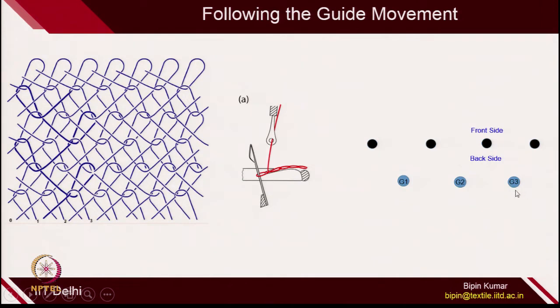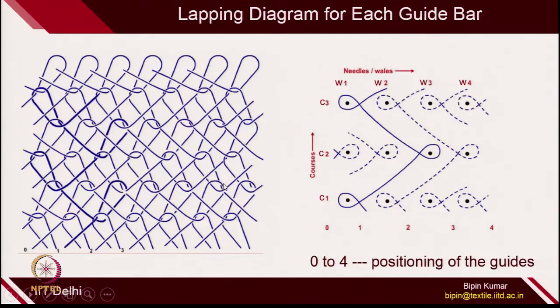So this is the movement of one guide for a particular needle. Let's suppose guide number 3 is providing yarn to this particular needle, and in the next course it is providing yarn to the second needle. This is how in reality the guide bar actually switches position from one needle to another needle. Although here the guides are switching from one to the third needle, in some simple fabric structures the guide is switching from one column to another column. So this is what we have to explain. This fabric can be represented by a simple lapping diagram of each guide.